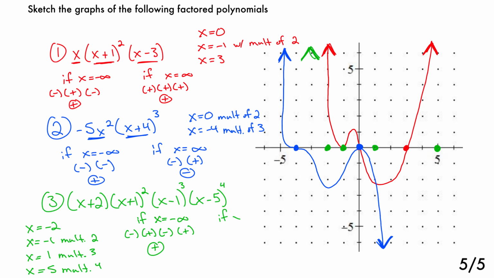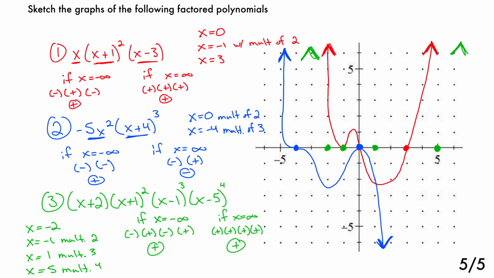And then if x is equal to positive infinity, well, this would be positive, this would be positive squared, which is positive, this would be positive cubed, which is positive, this would be positive to the fourth power, which is positive. So we would just get 4 positive parts. And when you multiply those 4 together, you would get a positive. So it will end in a positive direction as well.